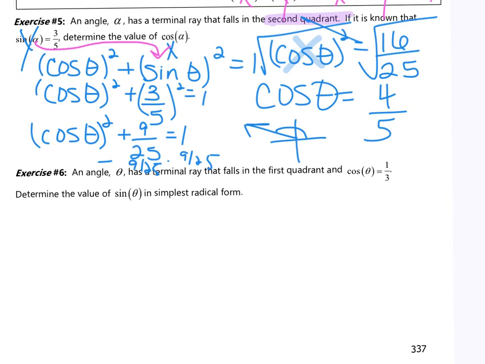So, and this is where everybody messes up, right? You do all this beautiful work, you get this perfect answer, but you have to say that it is negative. If you don't say that it's negative, then you will not get full credit.